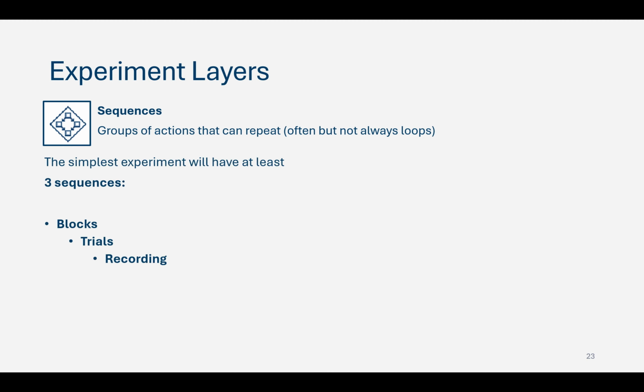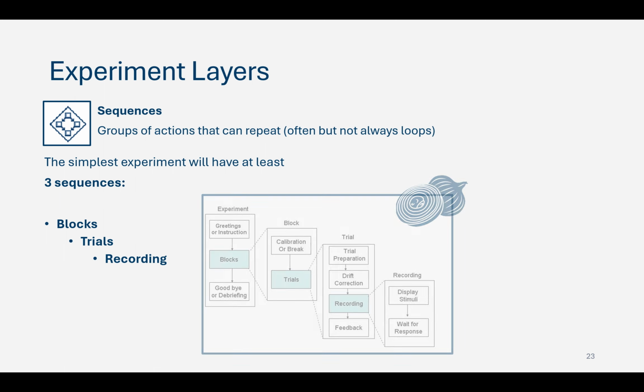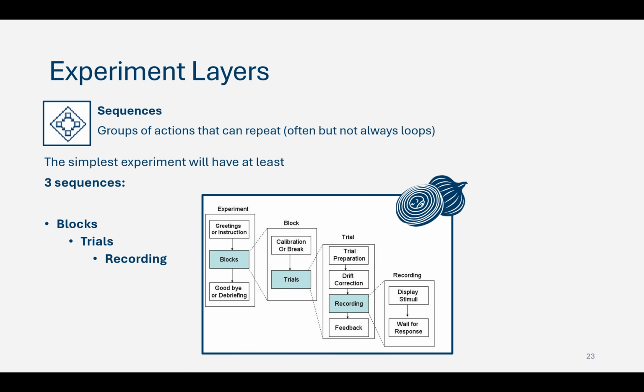The simplest possible experiment where you're showing one type of trial and recording using the eye tracker once is typically going to have three sequences. So you'll need a block sequence, a trial sequence, and a recording sequence. This schematic that I'm showing you is what SR Research includes in the manual, what they suggest should go in each of these levels of your experiment. So it's 4 layers and 3 sequences.